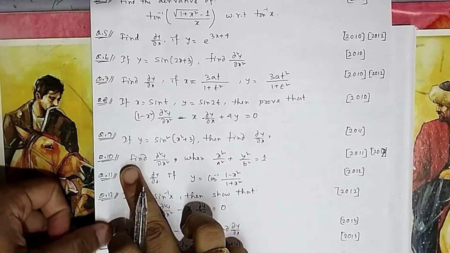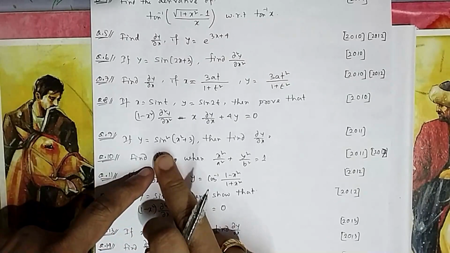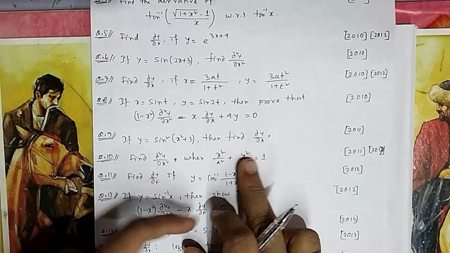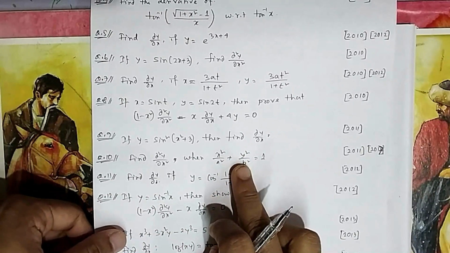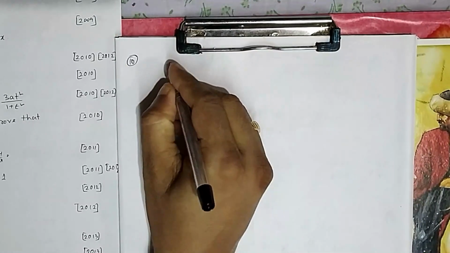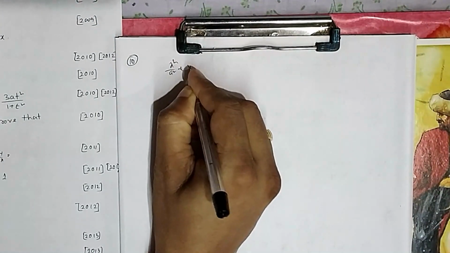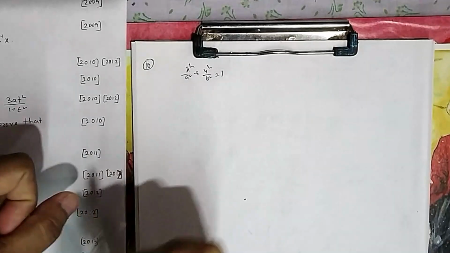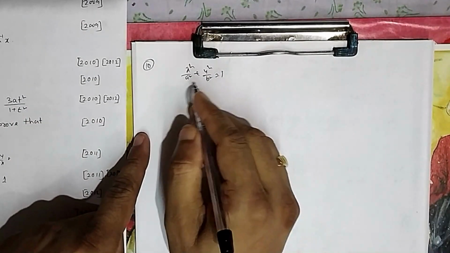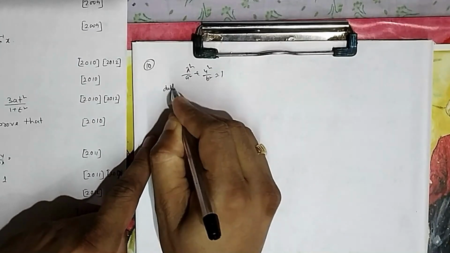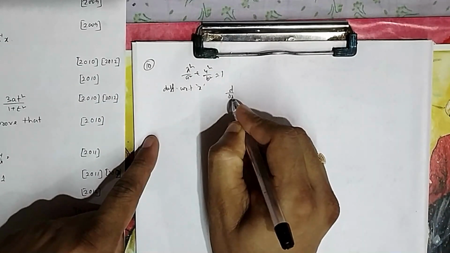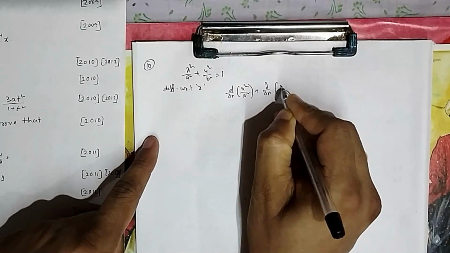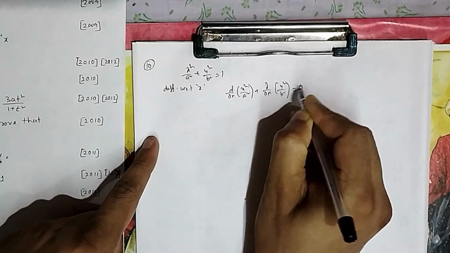So in question number 10, it is asked to find d square y over dx square, and this is given. This is of implicit format where x and y both are mixed in a function. So you can do it in this way: x square by a square plus y square by b square is equal to 1. So you directly differentiate it, using differentiation of implicit functions. Differentiating with respect to x, d/dx of x square by a square plus d/dx of y square by b square is equal to d/dx of 1, that is 0.